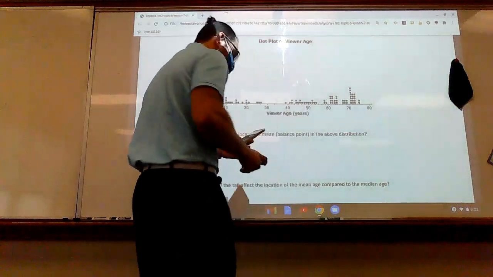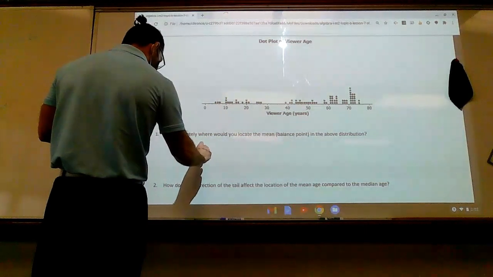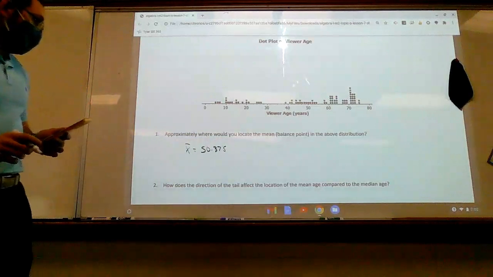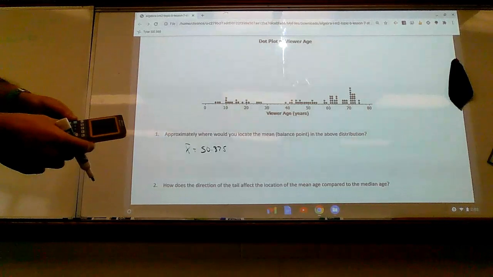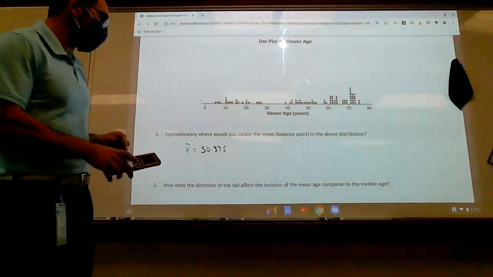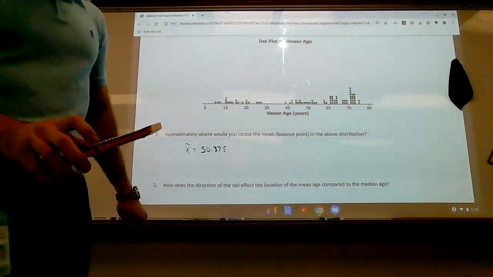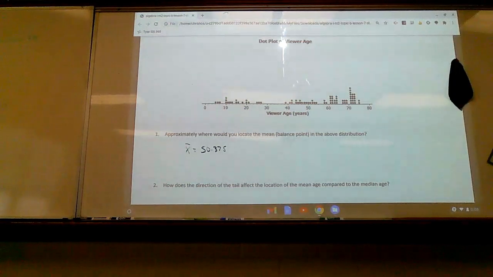Well, I'm looking at my data in my 1 var stats, and I know that my mean is at 50 and 375 thousandths with the number that I've put in. Now, it does not show me the picture of my graph. It does not show me my bar. But it says, how does the direction of the tail affect the location of the mean age compared to the median age? So the mean is down here at 50. My median is at 60. The mean is typically in the direction of the tail.